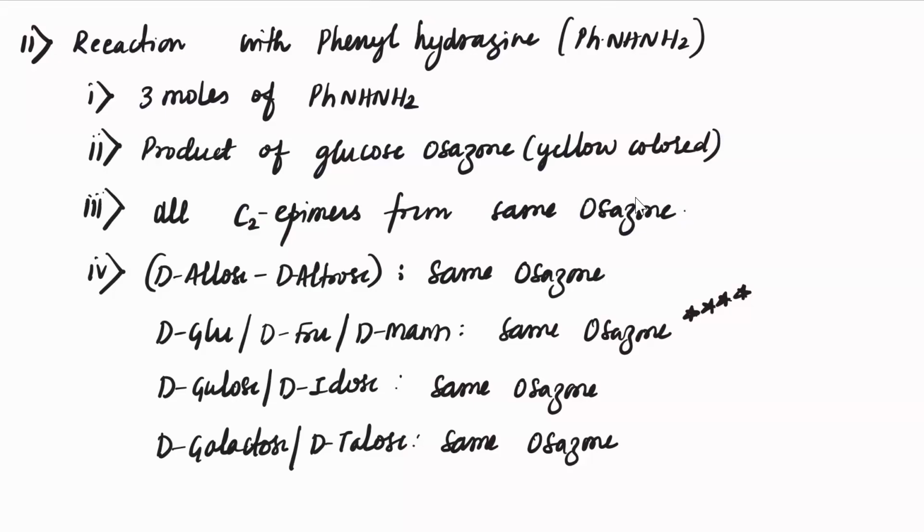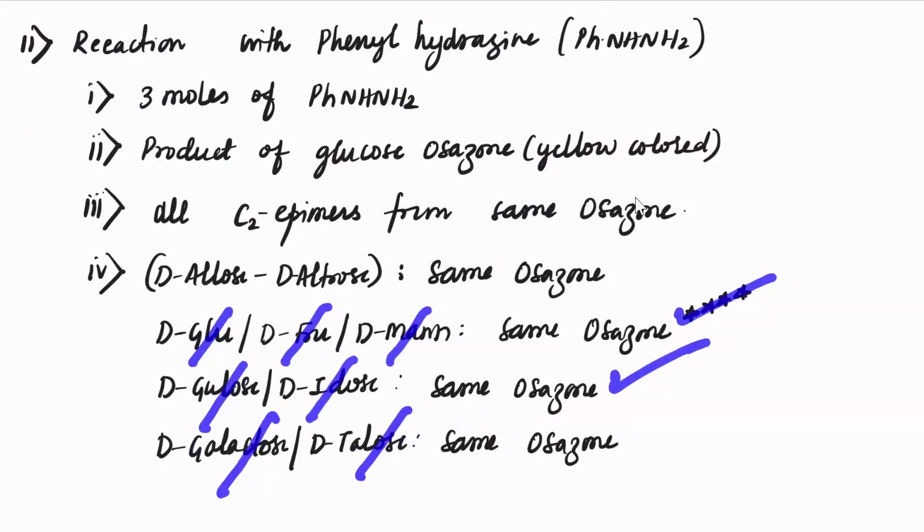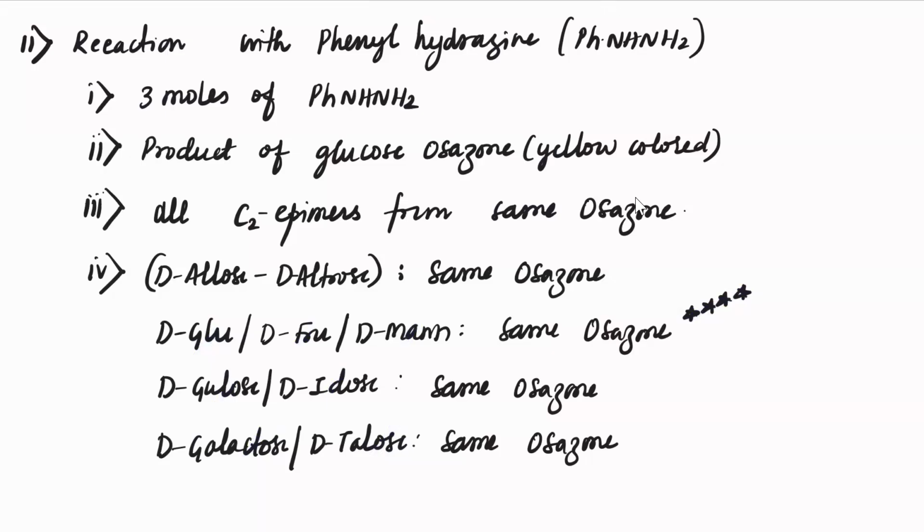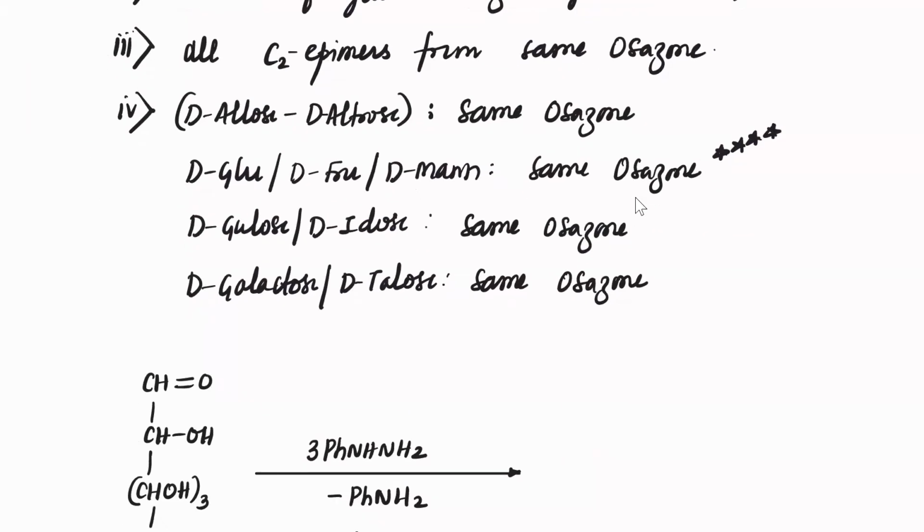And glucose, mannose, fructose are interconvertible. So even fructose will also give the same reaction. So remember, glucose, mannose, fructose, all three will give you the same type of osazone. Likewise, D-glucose, D-fructose, D-mannose, same osazone. D-glucose, D-idose, same osazone. Galactose, talose, same osazone. Okay, same osazone. Got it?